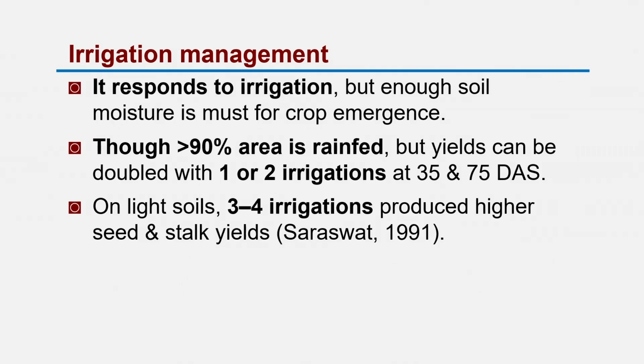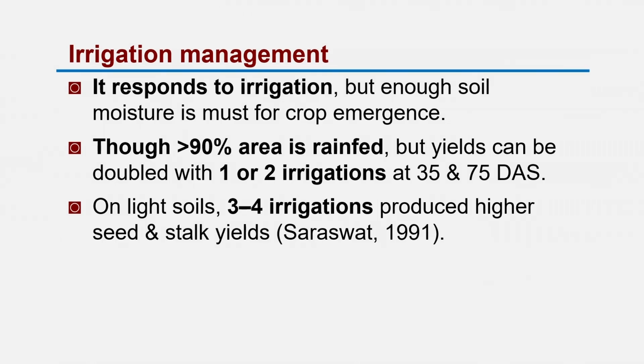Now we go to the irrigation management in case of linseed. Basically it is a rain-fed crop. However, some irrigated areas are also there where it responds well to the fertilizers. So of course it responds to irrigation, but enough soil moisture is a must for crop emergence. There has to be sufficient moisture in the soil at the time of sowing so that we get a good crop stand.